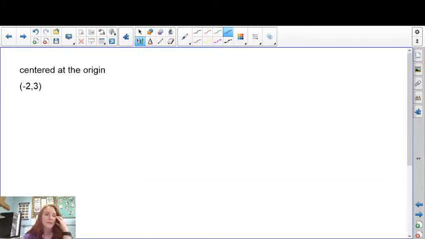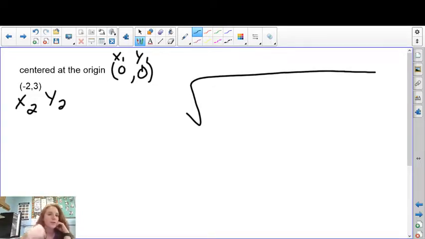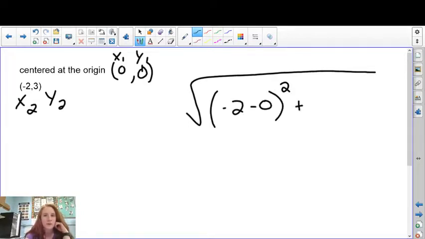All right, we're centered at the origin again. So that is the point 0, 0. That's my x1, my y1. And I'm going to the point -2, 3, which is my x2, y2. So I take my second x, which is -2, minus my first x, which is 0, squared, plus 3 minus 0 squared.